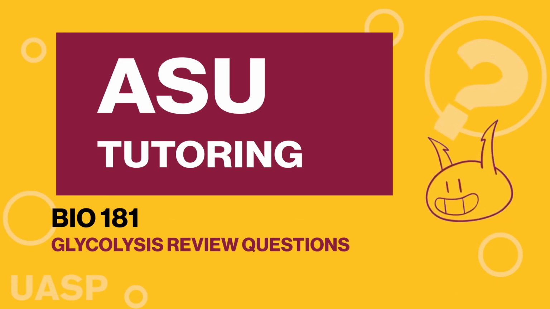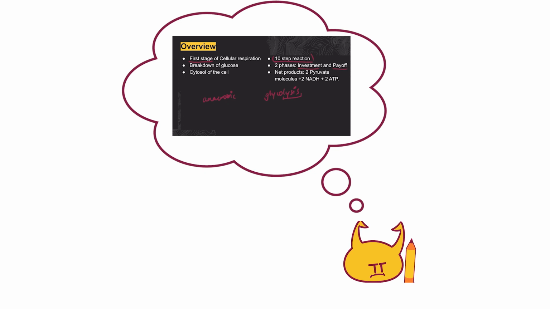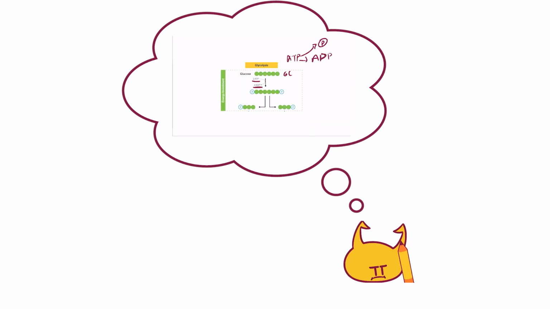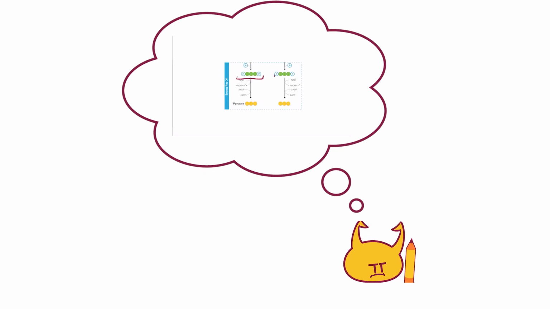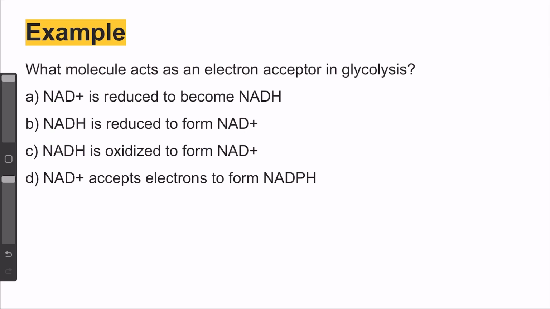Hello everybody, today we're going to be continuing our discussion on glycolysis. In our last video, we went over what glycolysis consists of as well as some basics. So make sure to watch that before watching this, because today we are going to be going over some examples and review. The question reads, what molecule acts as an electron acceptor in glycolysis?